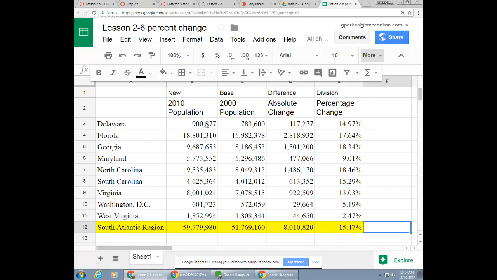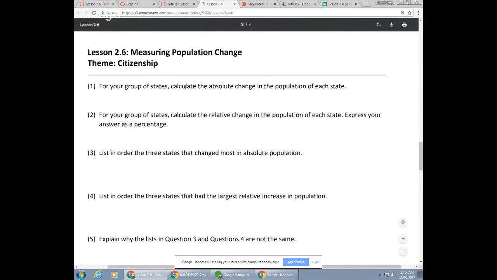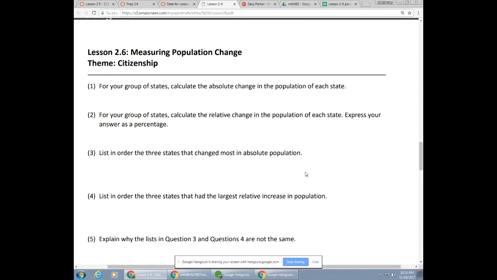All right, so the next page says that we're going to calculate the absolute change. We got it. We're going to calculate the percent change or relative change. We got it. And then list the order of the 3 states that changed the most in absolute population. So some states changed a lot through regular just numbers, but percent change is pretty different. So let's take a look at that in the table.